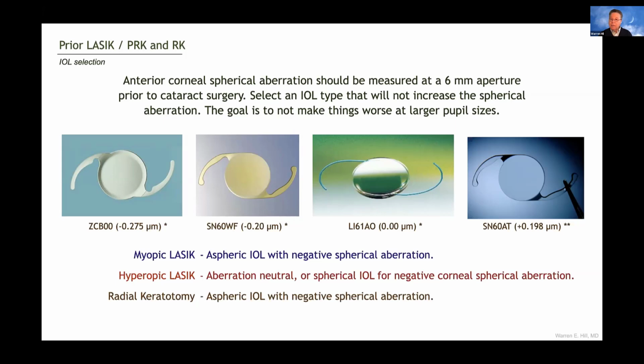If they've had hyperopic LASIK and the spherical aberration value has been reduced to a near normal level, we could use a lens that's aspherically neutral, like the LA61AO. Or if they have a lot of negative spherical aberration, like we showed in the example, they could use a spherical lens like the SN60AT. With those lenses, the amount of spherical aberration is dependent on the power. So a 30 diopter lens will have a lot more spherical aberration than, say, a 12 diopter lens.